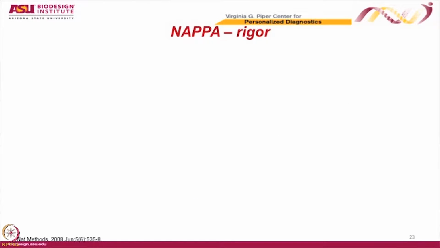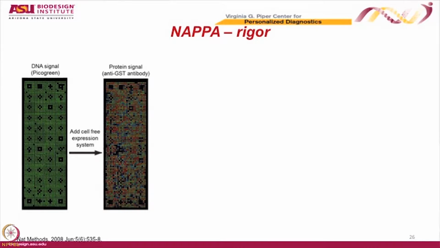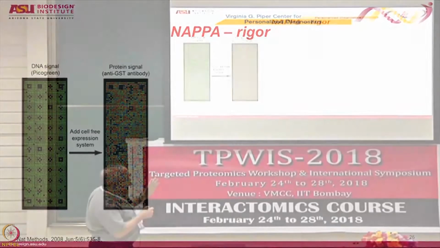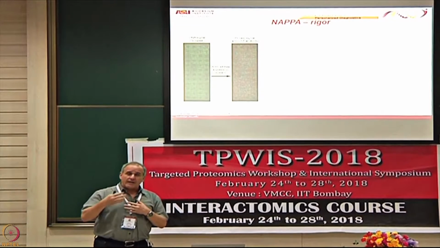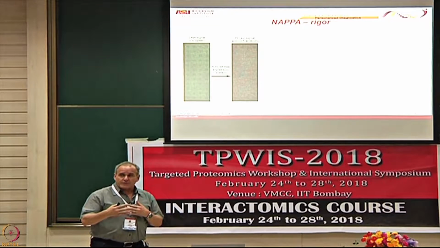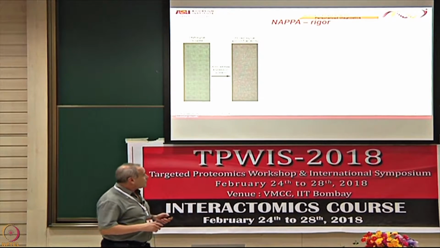Okay, so let's talk now a little bit about rigor. How do we know that what we're looking at is good? Well, the first thing we want to measure is how well does the platform express all proteins, right? So we're going to take the array, we're going to test it for DNA binding, which tells us how evenly we printed. And we're going to test it for protein expression, which shows us that we're displaying all the different proteins and we're displaying them at a reasonable level.